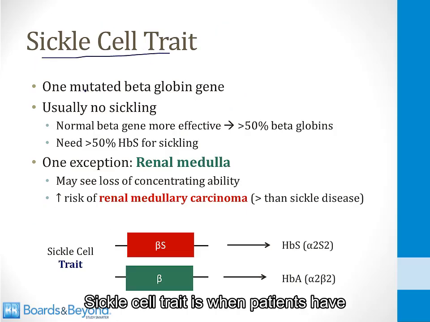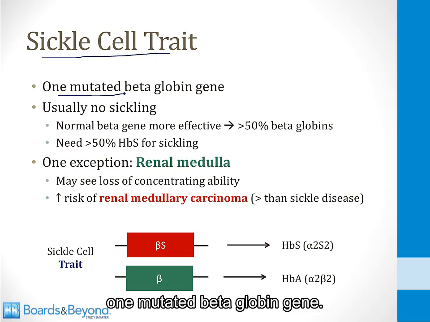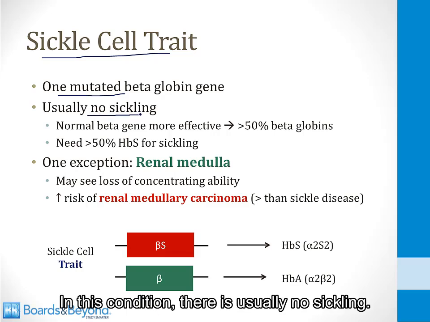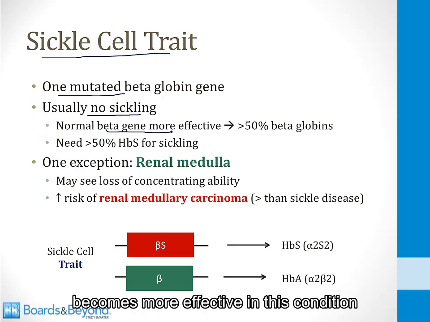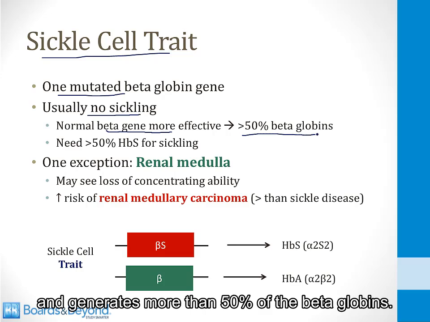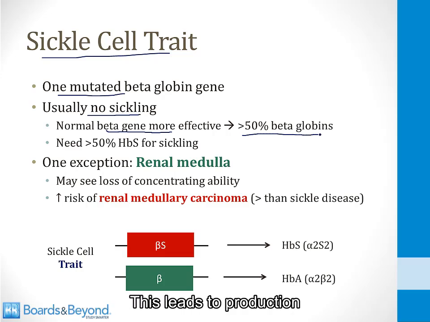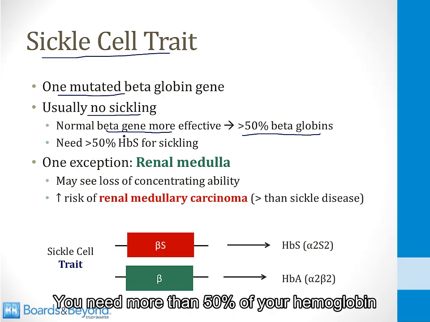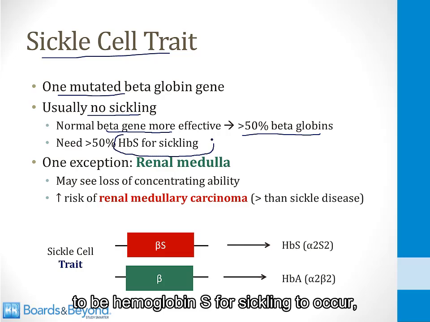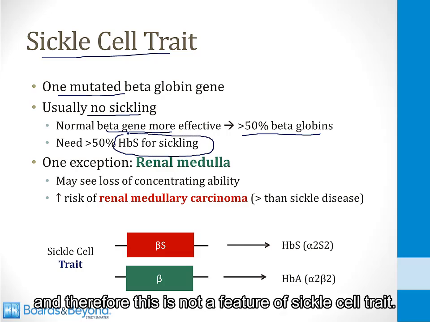Sickle cell trait is when patients have one mutated beta-globin gene. In this condition, there is usually no sickling. The reason for this is that the normal beta gene becomes more effective in this condition and generates more than 50% of the beta-globins. This leads to production of a significant amount of hemoglobin A. You need more than 50% of your hemoglobin to be hemoglobin S for sickling to occur, and therefore this is not a feature of sickle cell trait.